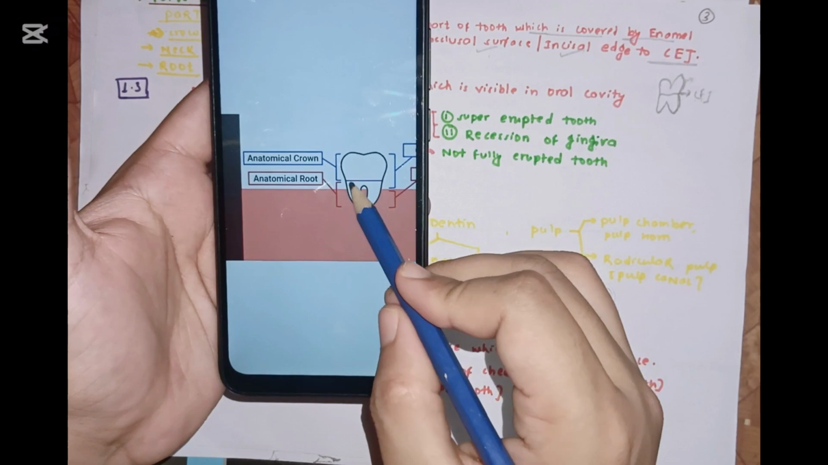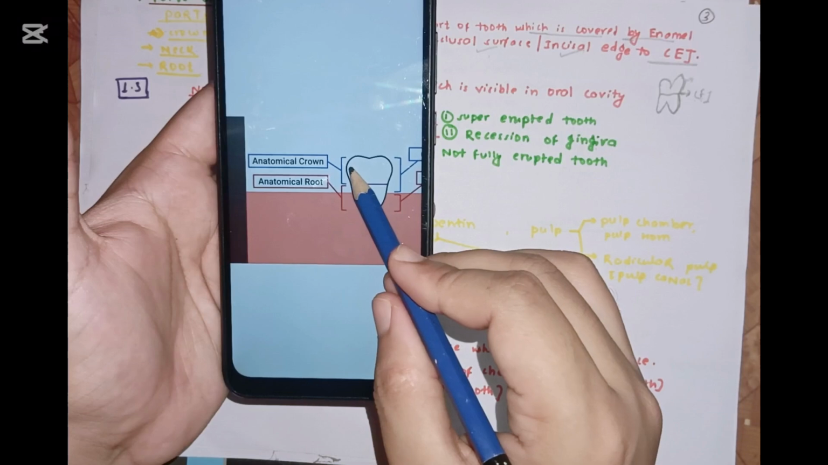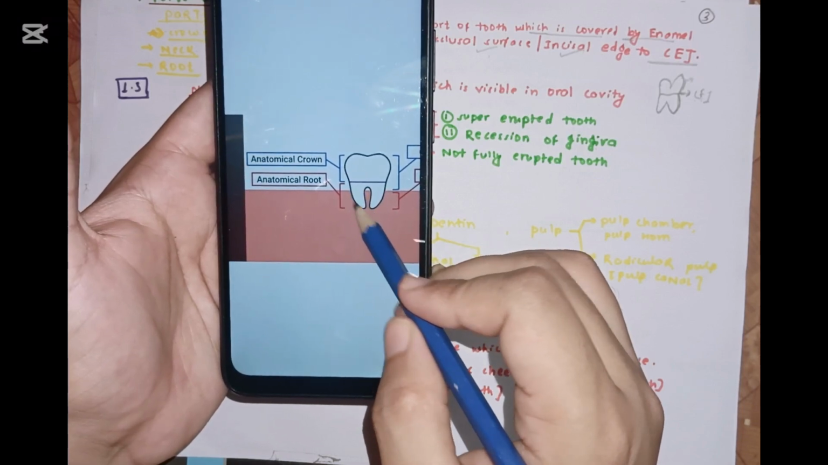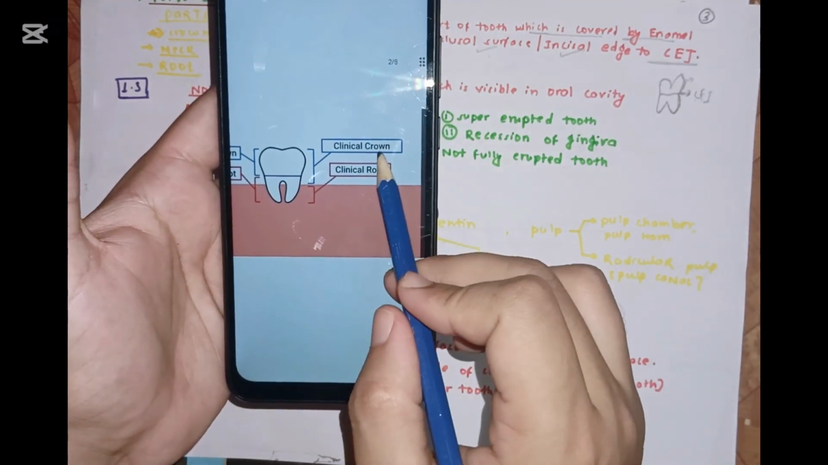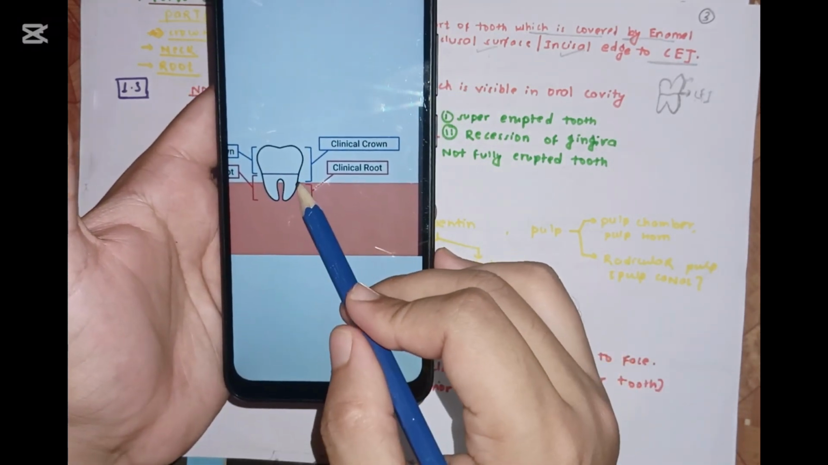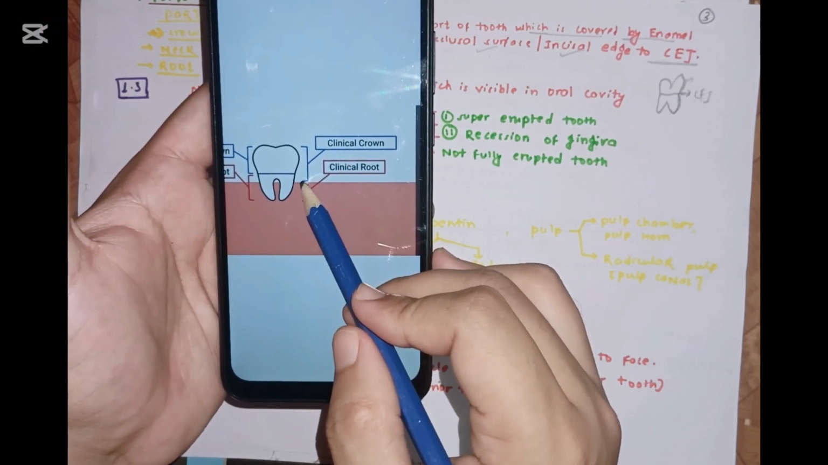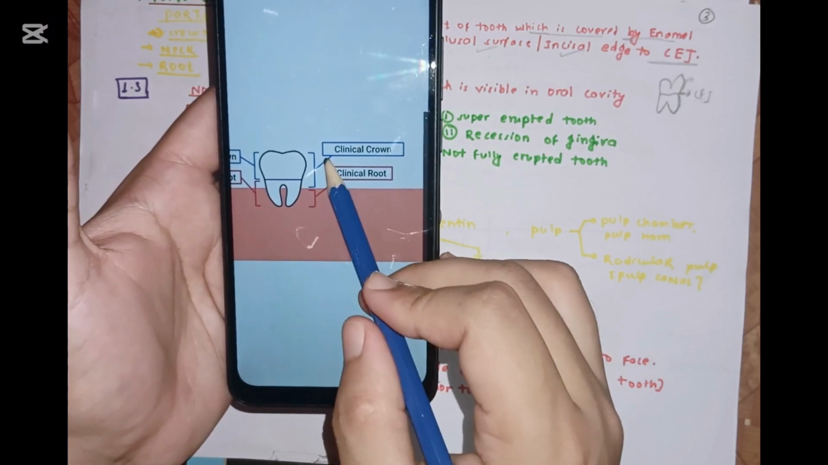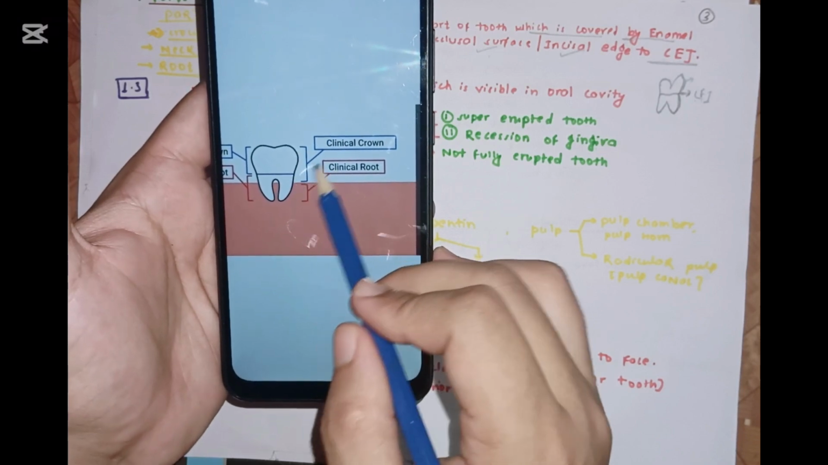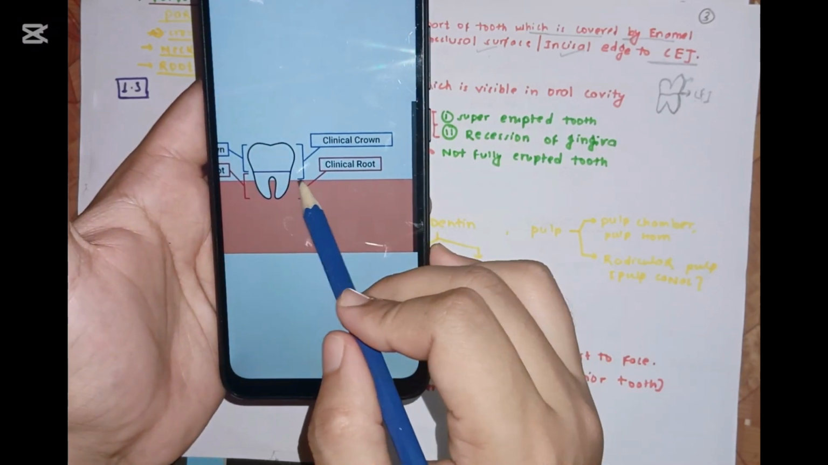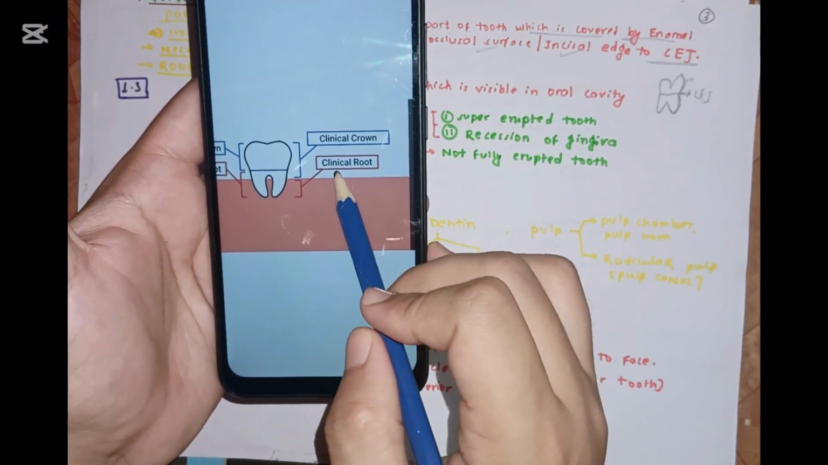Okay, so the portion of the tooth that is above the cemento-enamel junction is anatomical crown. Similarly, the portion of the tooth that is below the cemento-enamel junction is the anatomical root. Okay, similarly, clinical crown means the portion of the tooth that is above the gingiva. It means that when it is above the gingiva, it will be visible to our eyes. Okay, so this whole portion is the clinical crown. Similarly, that portion of the tooth that is under the gingiva, that is not visible, is called the clinical root.